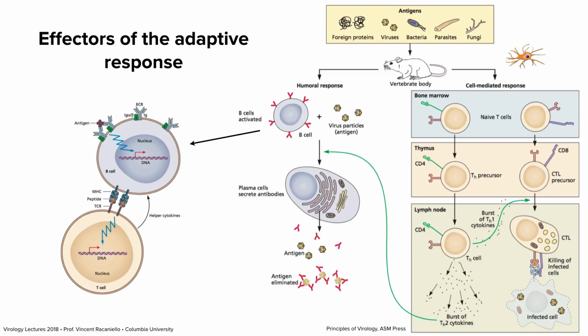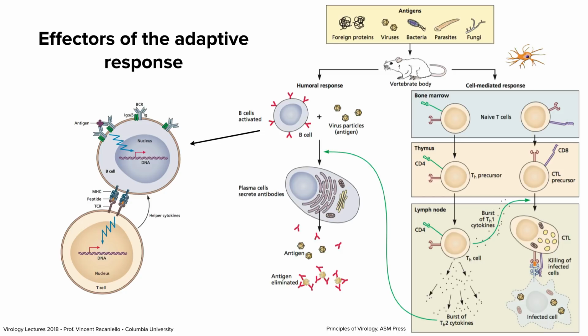Let's look a little bit more at this interaction between the DCs and the B and T cells. What's the consequence of that? And those are the effectors of the adaptive response. So here we have a number of antigens shown in this little picture, and of course, anything foreign, whether it's virus, bacteria, parasites, fungi, they're all going to be detected as foreign, and that is accomplished, again, by dendritic cells or macrophages presenting the peptides to B and T cells in the lymph node.